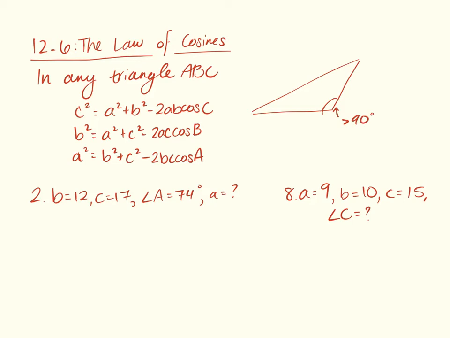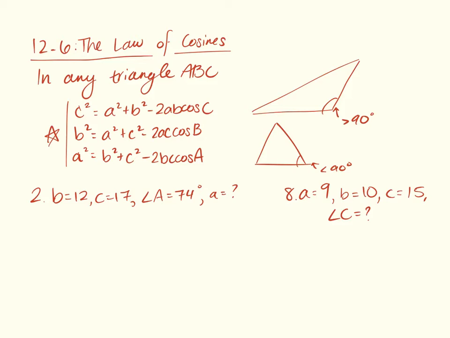So it says that in any triangle ABC, so that means that also if we have an acute angle on our triangle, we can still find our triangle. C squared is equal to A squared plus B squared minus 2AB cosine C. B squared is equal to A squared plus C squared minus 2AC cosine B. A squared is equal to B squared plus C squared minus 2BC cosine A. You're going to probably want to put this on your note card just because there's a lot of variables to remember, okay?